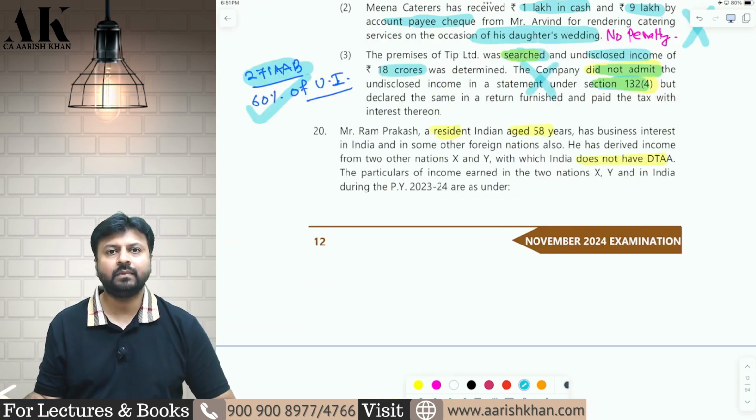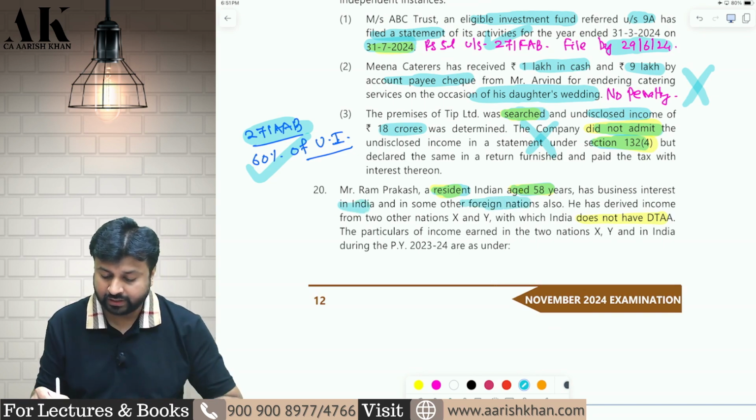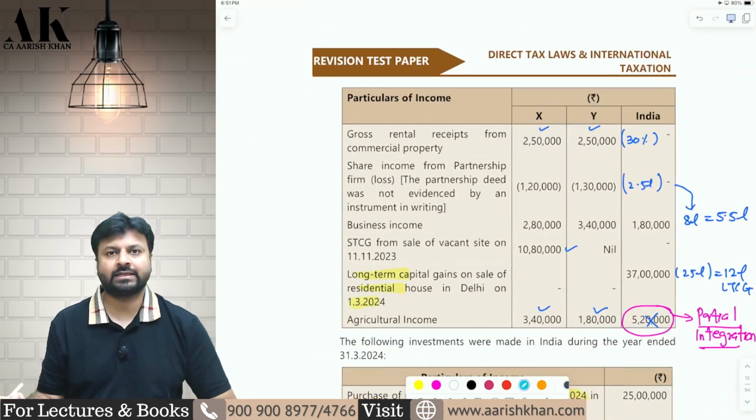Okay. Now the next question is also a beautiful question on DTAA. Mr. Ram Prakash, a resident, aged 50 years, has some business income in India and in some other foreign nations. India does not have DTAA with country X and Y. We need to compute his total income and tax liability.